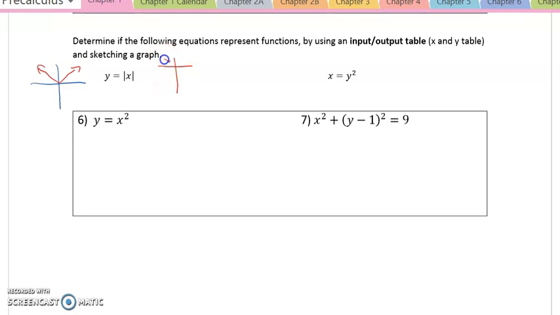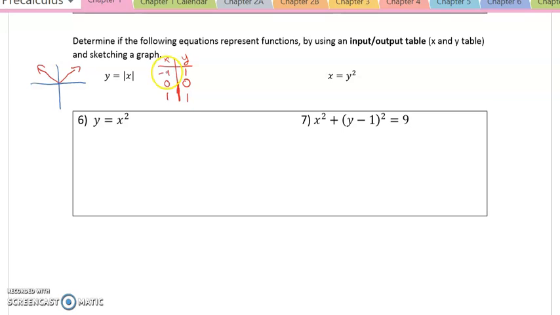So x and y. Let's do some negative numbers: -1, 0, and 1. Okay, when I input -1, the absolute value of -1 is +1. When I input 0, the absolute value of that is 0. When I put in +1, the absolute value of that is +1. So we could see if I went in either direction, I plug in -2, I'd get 2. I plug in +2, I get 2.